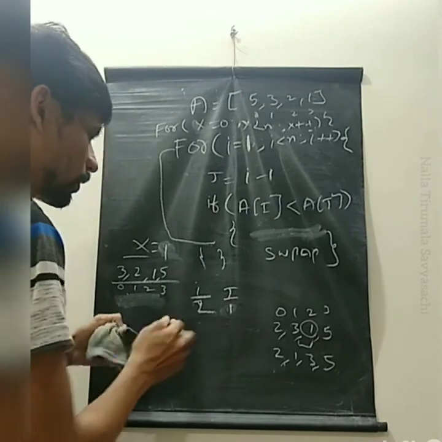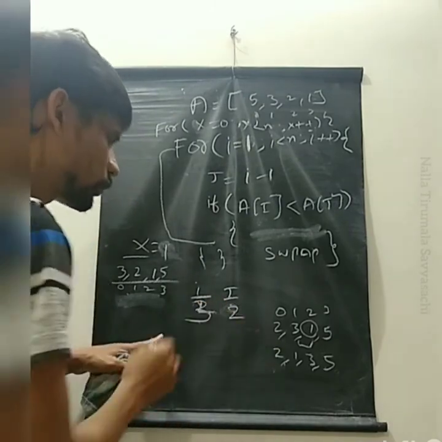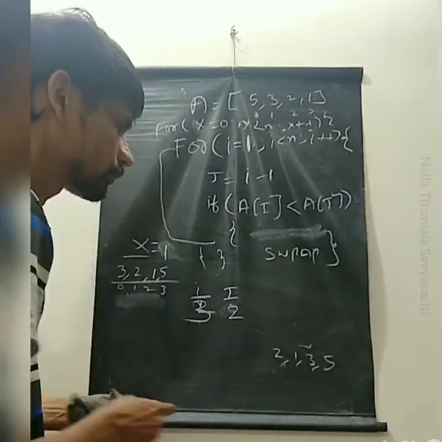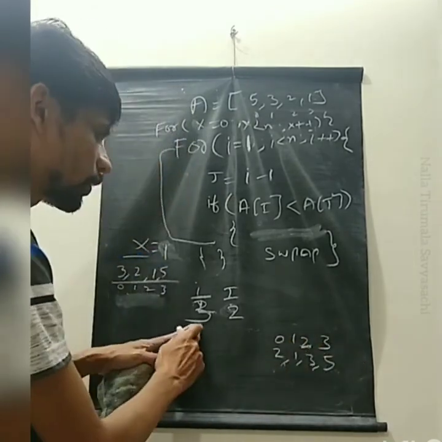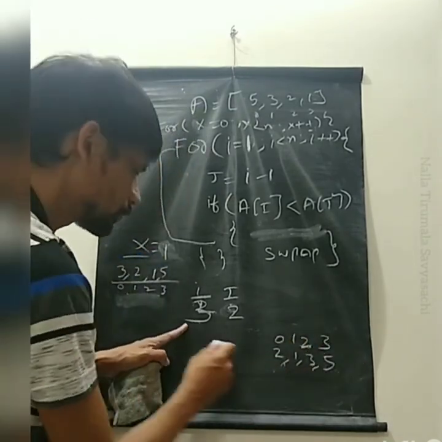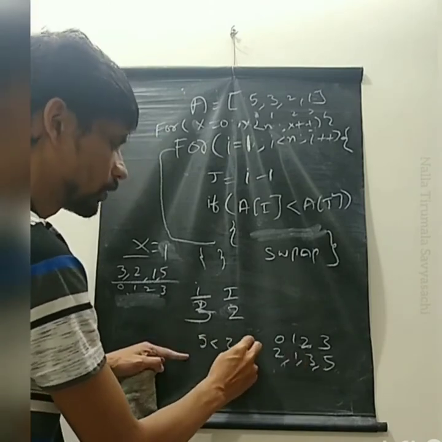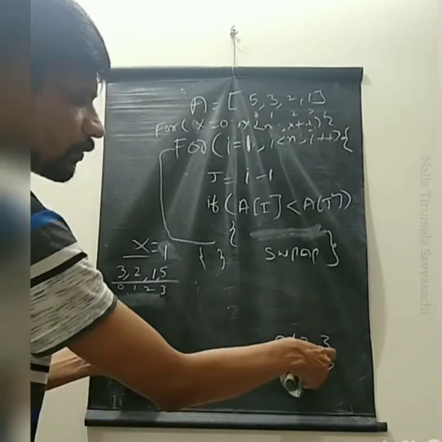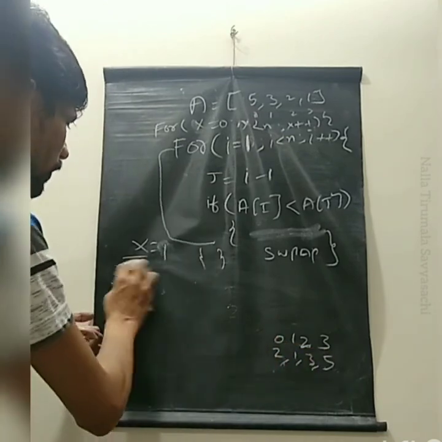Now i will become 3, j will become 2. So now the indexes are 0, 1, 2, 3. Okay. Now what is my a of 3? A of 3 is 5. Is 5 lesser than 2? Wrong. So there is no need of swap. So we reached the end of the array.